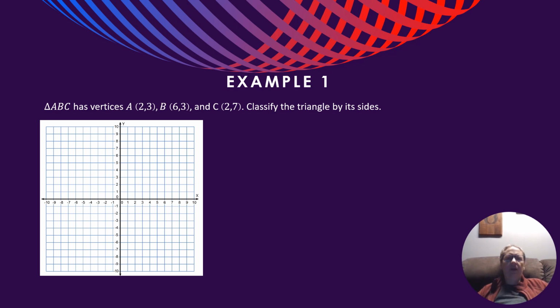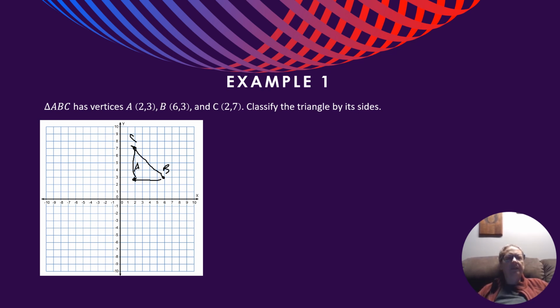So let's jump into our examples. In this first example, we're given a triangle. We're given its vertices, so we're going to start by plotting those. So (2, 3) is right here. That's A. B is (6, 3). And C is (2, 7). So this is a nice right triangle. It makes it easy for us to find the lengths of the sides.